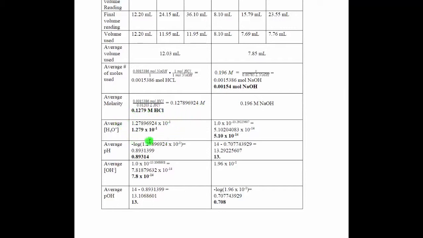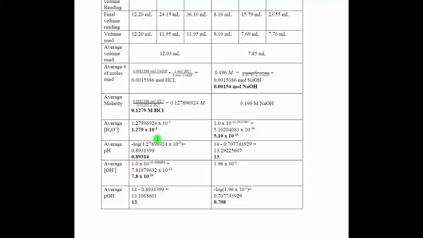We took the negative log of that concentration to get the average pH. The average pOH came from subtracting the pH from 14. The average concentration of hydroxide ions was obtained from taking the antilog of the pOH.